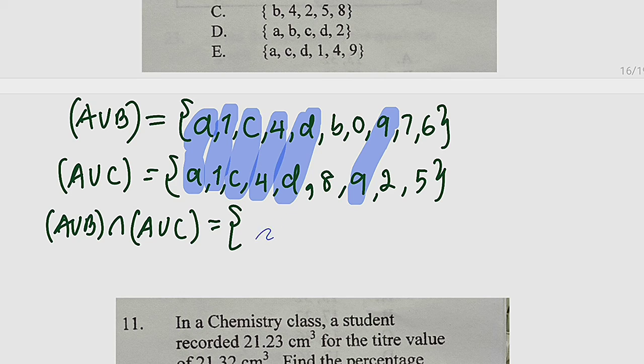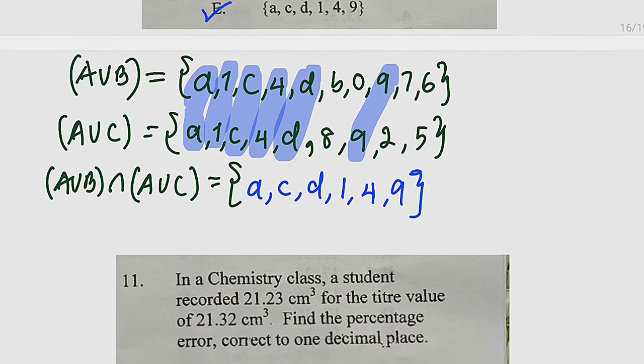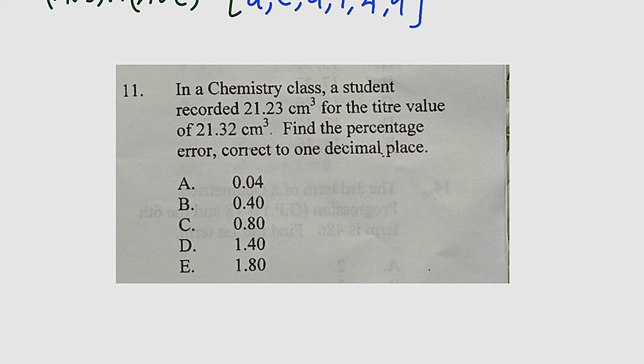Let me write the alphabet first. We have A, we have C, we have D. Then followed by the numbers. We have 1, we have 4, we have 9 in common. So we can see right here is option E. This is the answer. Then we move to the next one, which is question number 11.